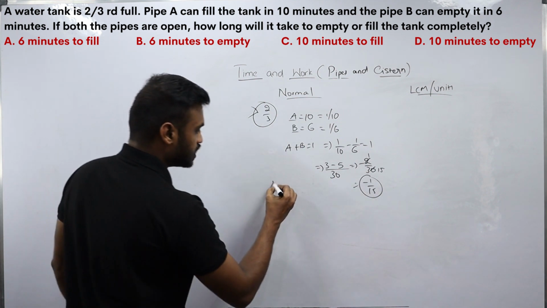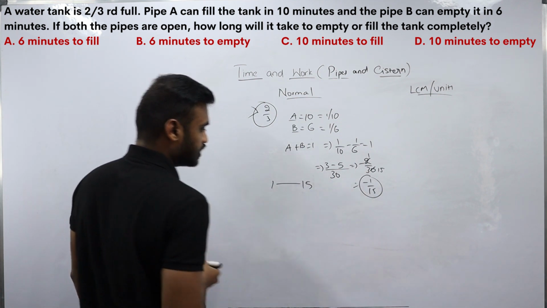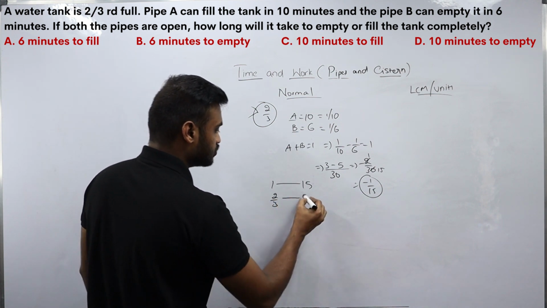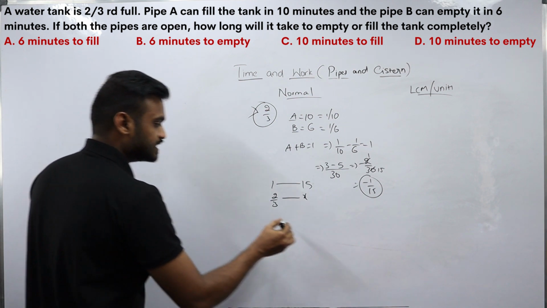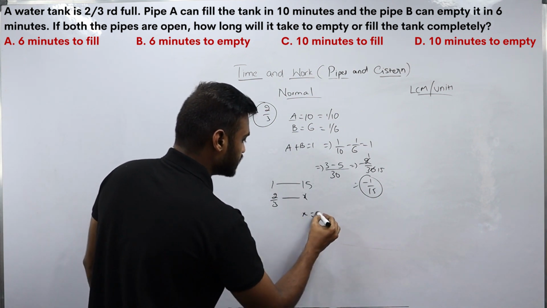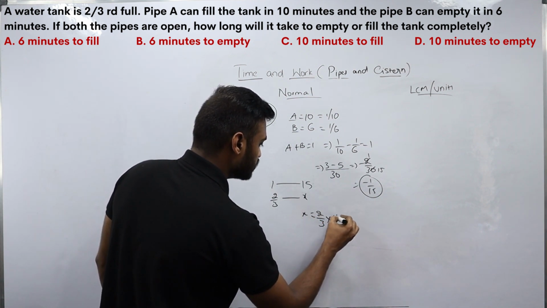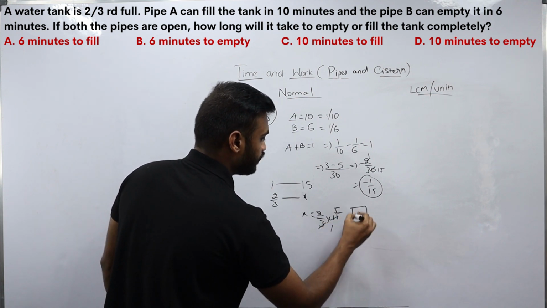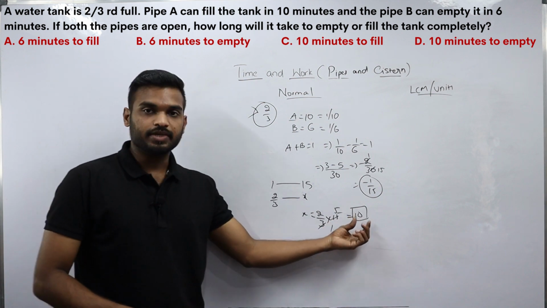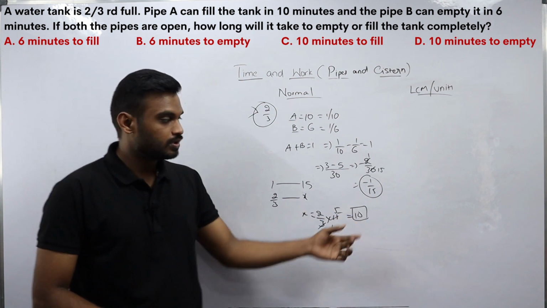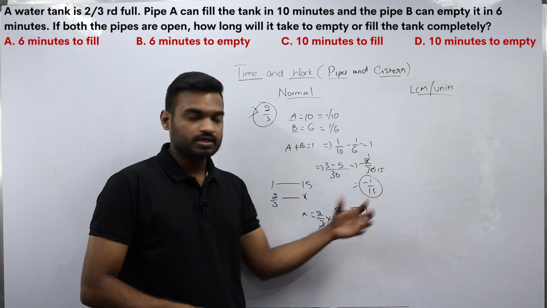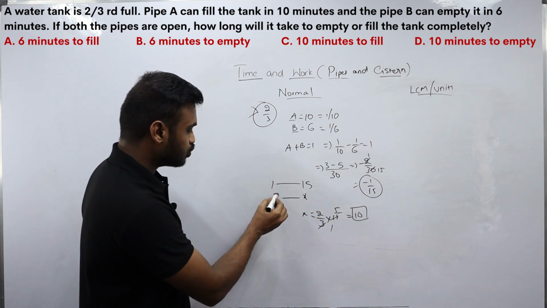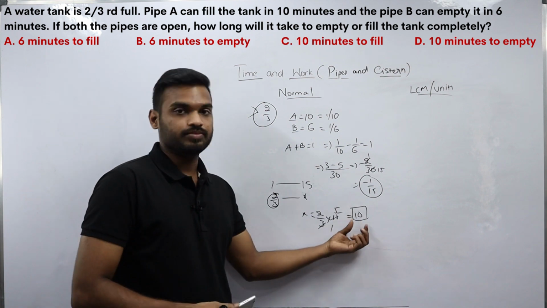Okay, to empty the whole tank they will take 15 minutes, but to empty the 2 by 3 tank they will take, suppose assume it is x. So x equal to 2 by 3 into 15, that is 3 ones are 3, 3 5s are 15, 2 into 5 will be 10 minutes. So they totally take 10 minutes to empty the tank but not to fill the tank, because we have got a negative sign here. In the sense they take 15 minutes to empty the whole tank. To empty the 2 by 3 filled tank they will take 10 minutes.